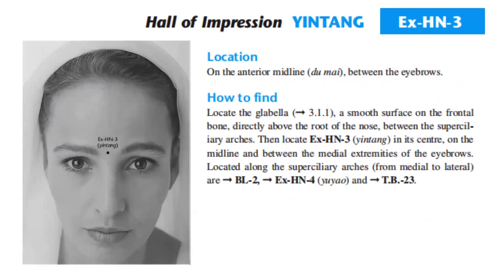We locate the glabella, a smooth surface on the frontal bone, directly above the root of the nose, between the superciliary arches. Then locate EXHN3 or Yintang in its center, on the midline and between the medial extremities of the eyebrows. Located along the superciliary arches from the medial to lateral are bladder 2, EXHN4, and triple warmer 23.